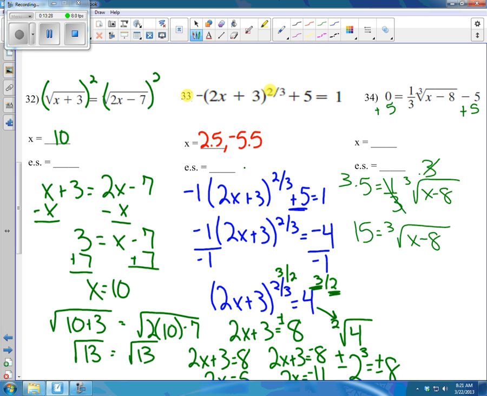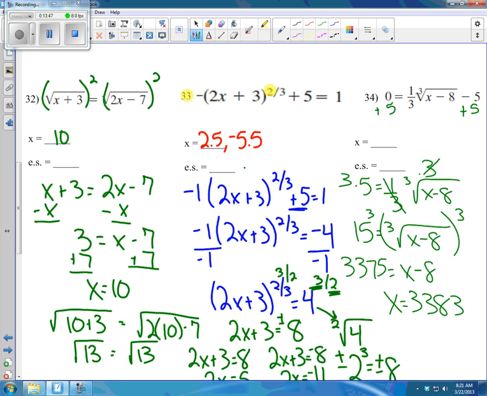And now to get x by itself, I'm going to get rid of the cube root, so I'm going to cube both sides. The left side just ends up with x minus 8, and the right side ends up with 3,375. But I'm going to add 8 really quickly to both sides, so I end up with 3,383.